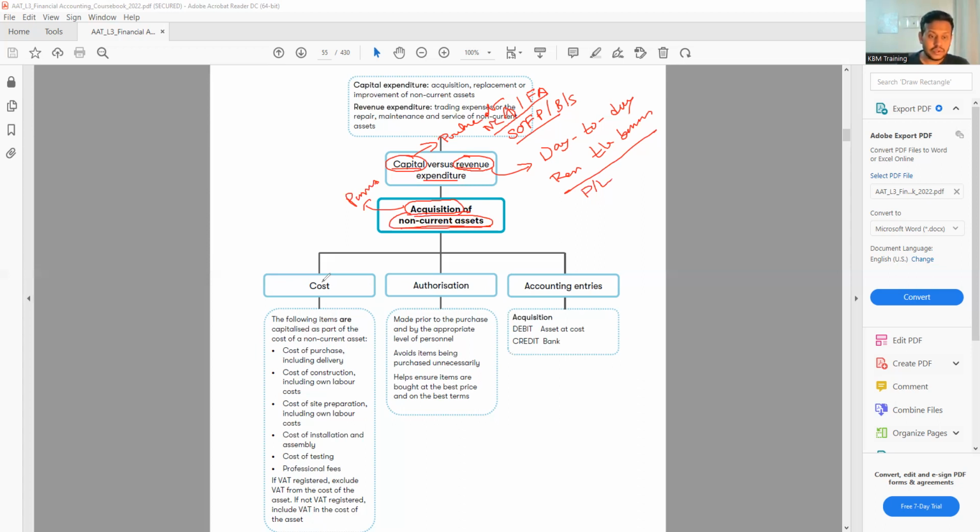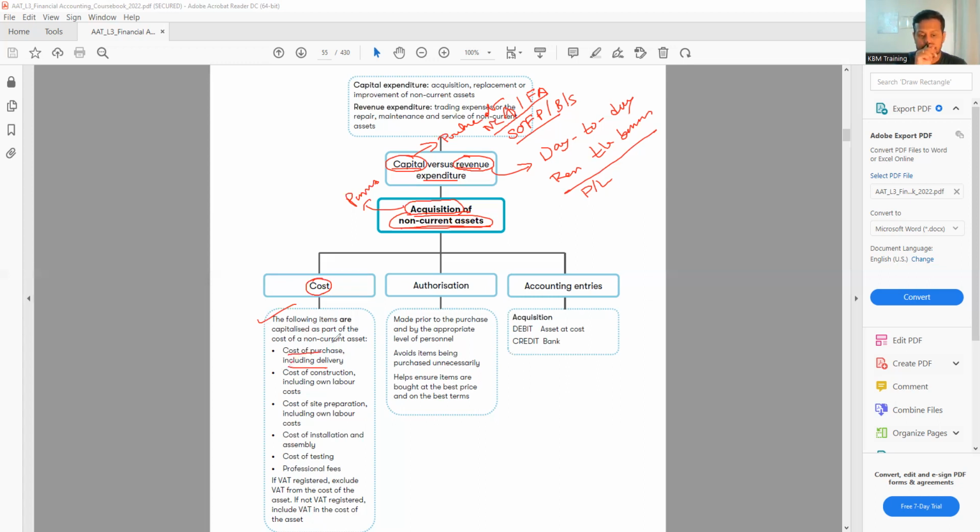Now, the cost. What sort of cost can I include as a part of the non-current asset? The following items are capitalized as part of the cost of a non-current asset. So we need to find it out. The cost of purchase, including delivery.